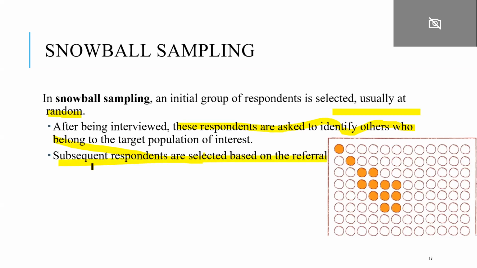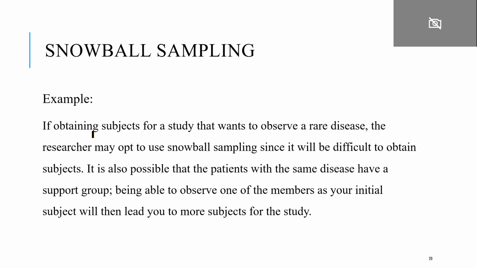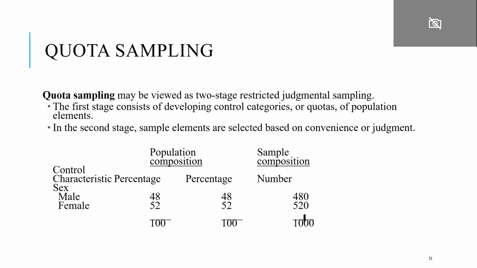I have already explained this. If obtaining subjects for a study that wants to observe a rare disease, the researcher may opt to use snowball sampling since it will be difficult to obtain subjects. It is possible that patients with the same disease have a support group. Being able to observe one of the members as your initial subject will then lead you to more subjects for the study, like in the case of AIDS also. Okay, snowball sampling plays a very important role.